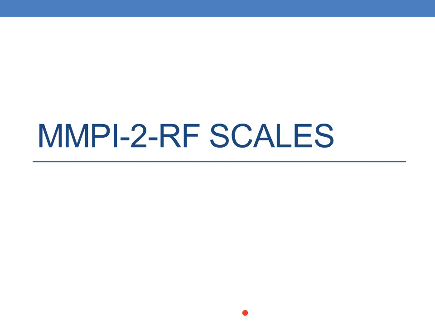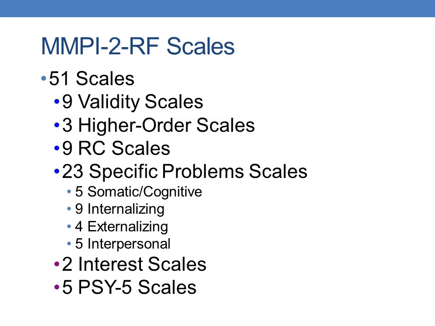So let's talk a little bit about the scales on the RF. I'm just going to give an overview of all of them. So there's 51 scales on the test that break into 9 validity scales, and the remaining scales cover various aspects of clinical functioning and personality.